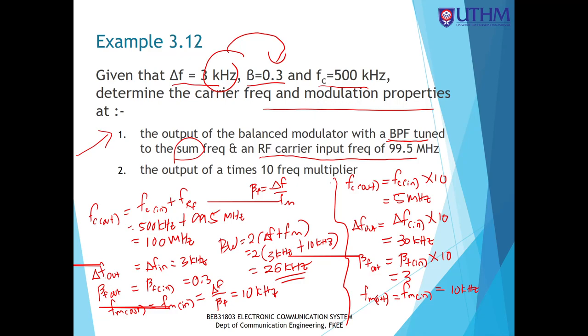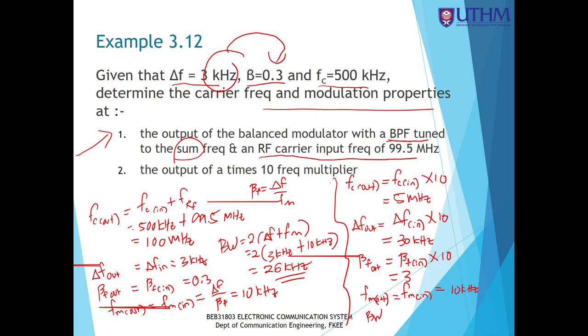We can also find the FM. Macam mana cari FM? Ini macam tadi, if you want to find the FM, that means it is delta F divided by beta F. Okay, FM is equal to delta F divided by beta F. You're going to get the input modulating signal. Okay, macam saya kira tadi. And then what? We can find the bandwidth.